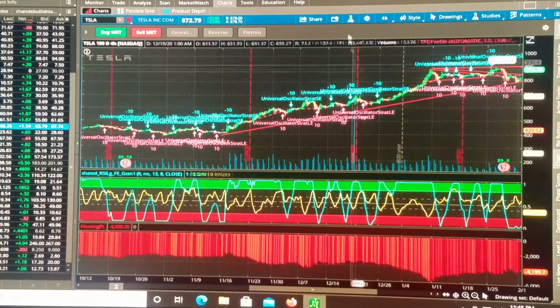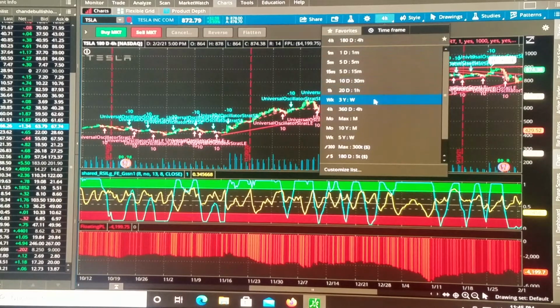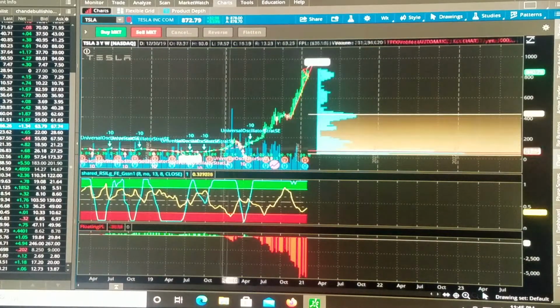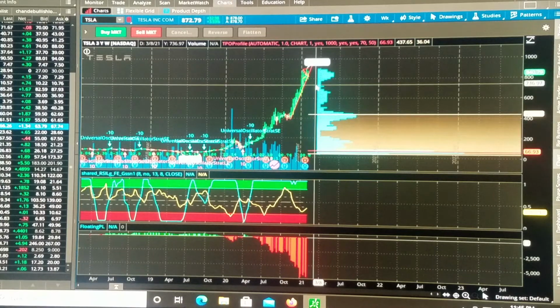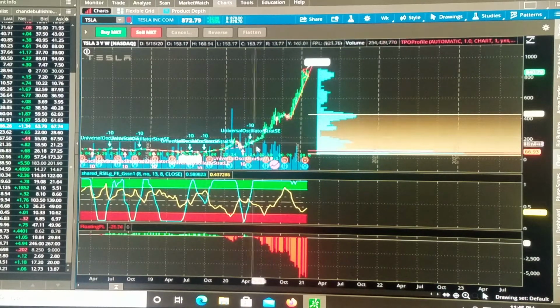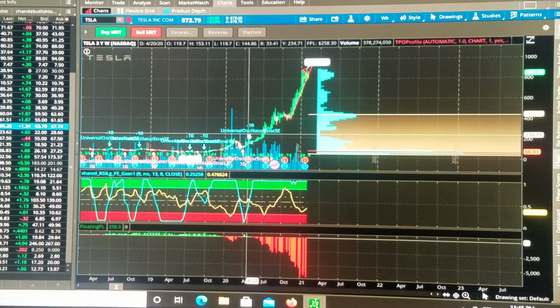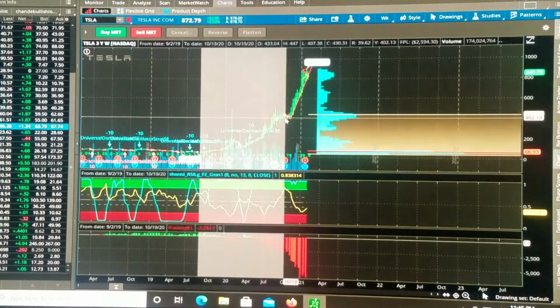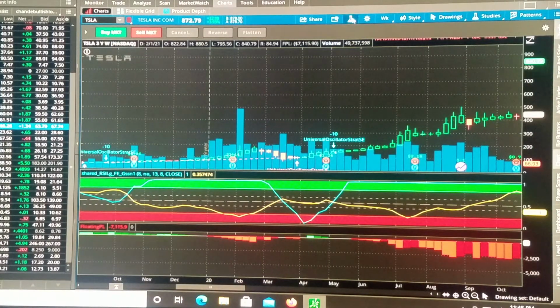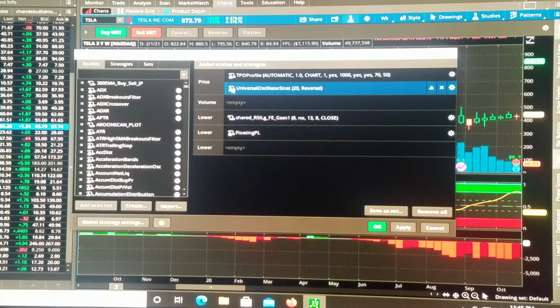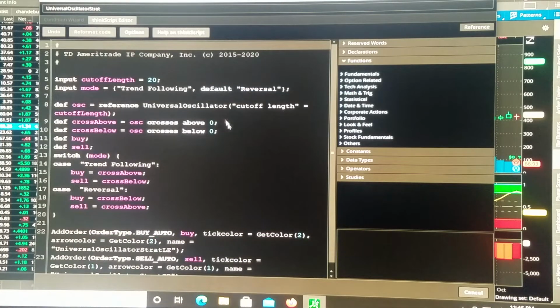it looks like this should be working correctly and creating a positive P&L. Why did it sell there? But I think this can be worked with. I think if we take this universal oscillator strategy, let me see it. It doesn't want me to see it.